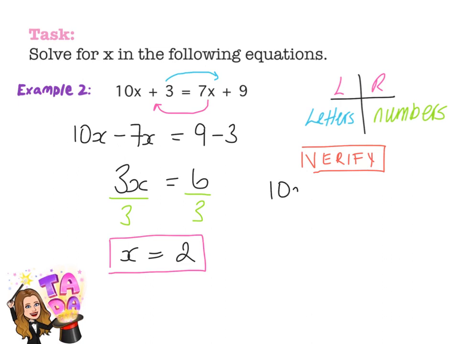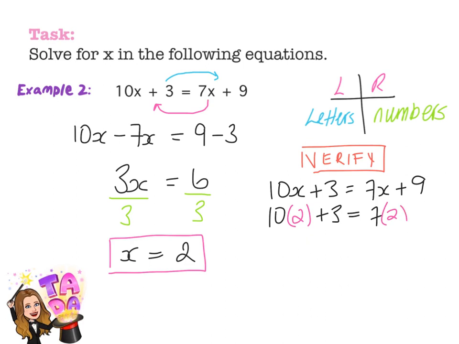You've got 10x plus 3 is equal to 7x plus 9. Okay, let's substitute in. So 10 times 2 plus 3 should equal 7 times 2 plus 9.